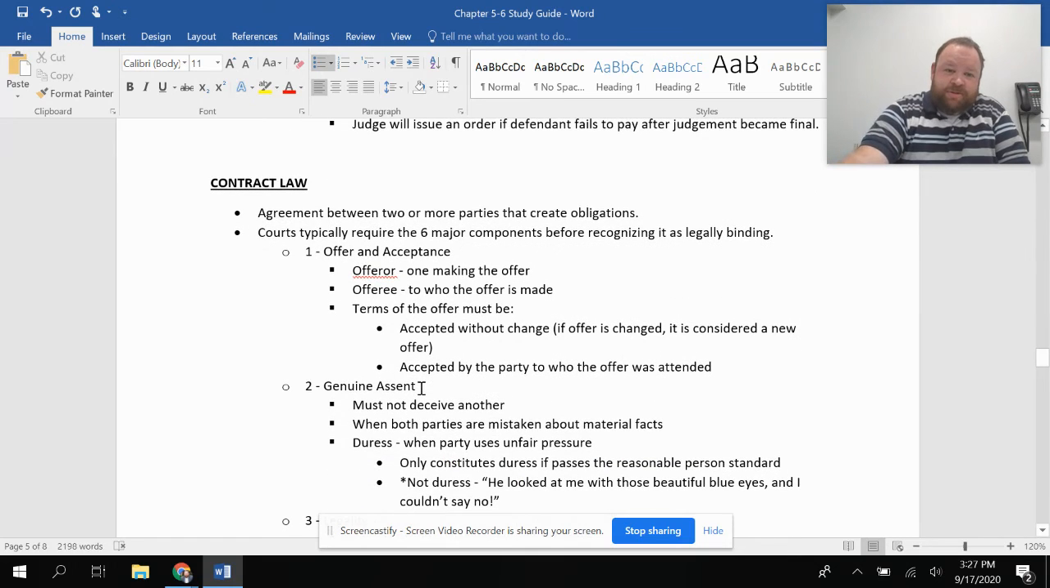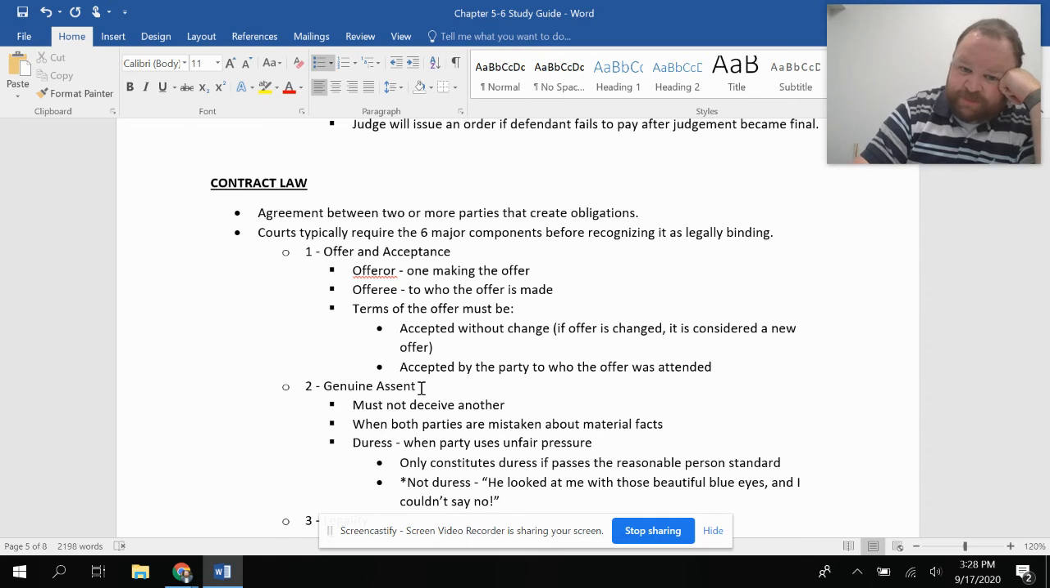So then in chapter 6, we discussed contract law, right? So contract law is the agreement of 2 or more parties. There's 6 major components that make something legally binding. So first, you have to have the offer and the acceptance. The offeror is the one making the offer, and the offeree is the one to whom the offer is made. The terms must be accepted without change. Remember, if you change it, it's a new offer. It has to be accepted by both parties as intended.